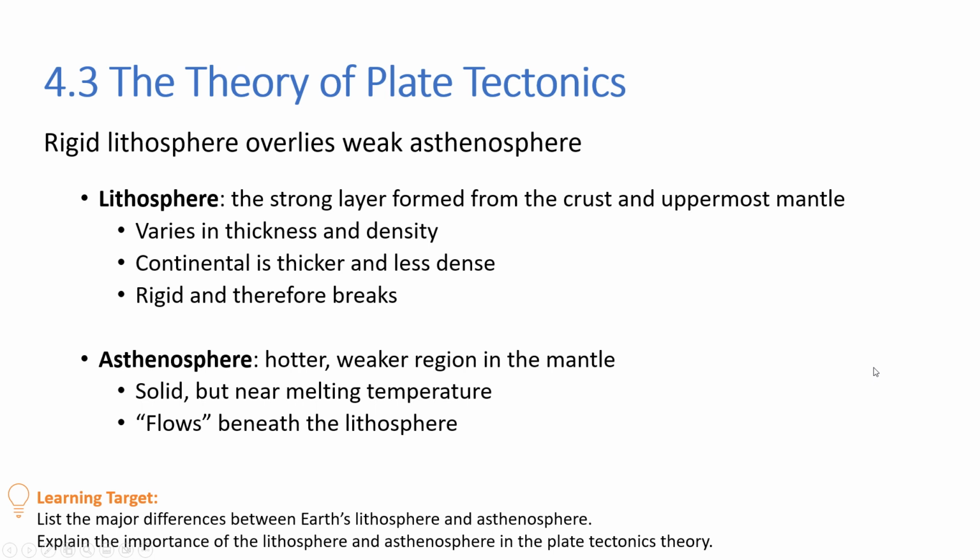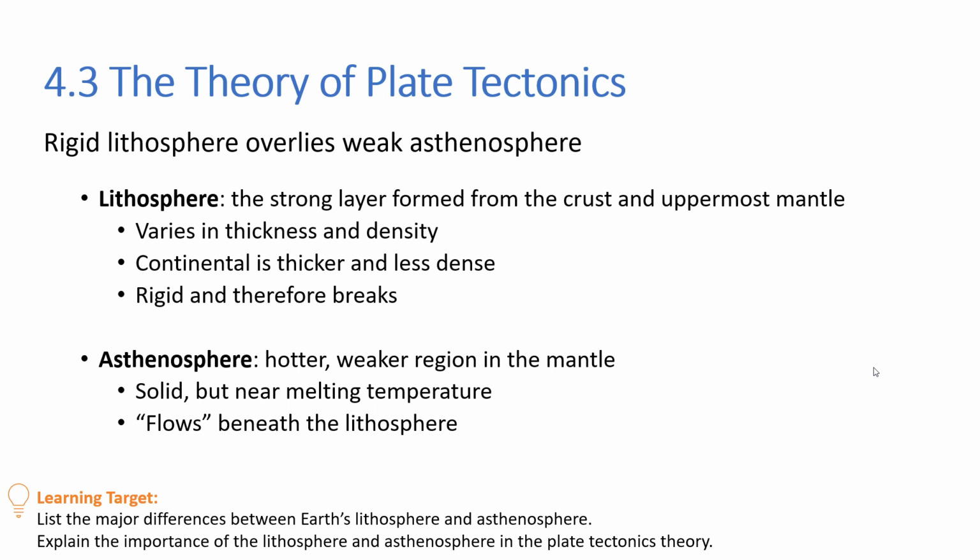What we now understand is that the Earth's surface or near surface is broken up into rigid pieces that are in constant motion. These lithospheric plates are rigid pieces that move, and they contain both the crust of the Earth, that outermost solid crust of the Earth, and the uppermost part of the mantle.